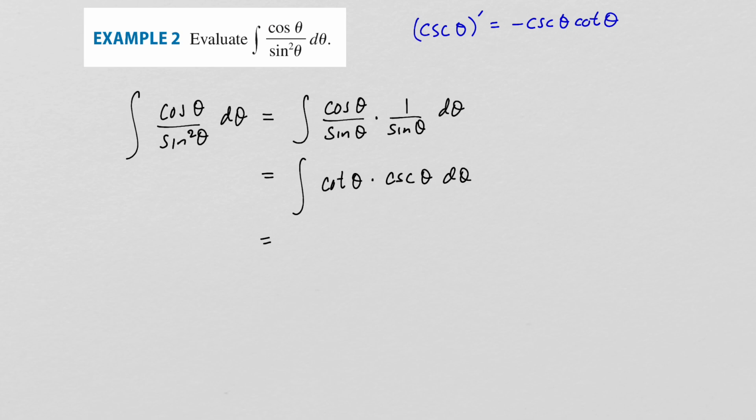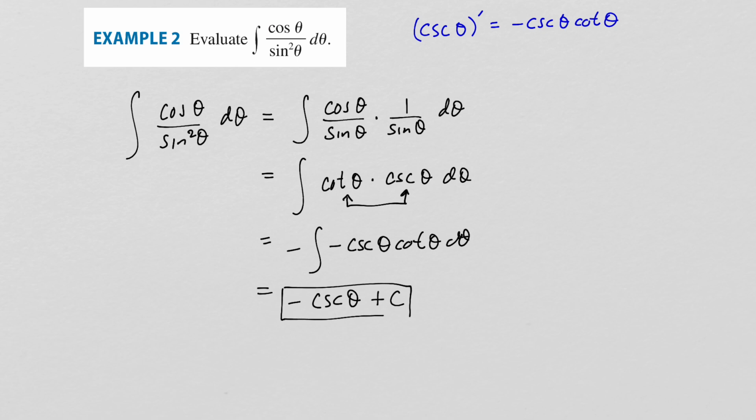So another way to think about this is I could put a negative here, and I could put another negative on the inside, and then I could switch these around. And then we know that the antiderivative here is just cosecant, and then we have the negative on the outside. So we get negative cosecant of theta plus c.